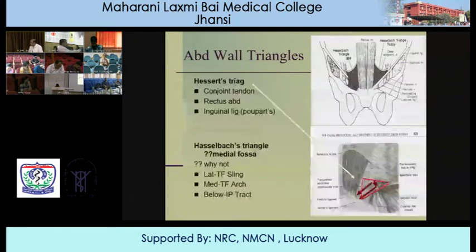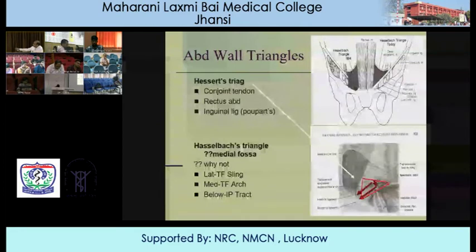Another very interesting observation. Over the period of time, the Hesselbach's triangle has been redefined. Now, when the Hesselbach's triangle was defined for the first time, see, this is the area. What is this? Inferior epigastric. What is this? The bone. And what is this? The rectus. Now, today we understand this as the Hesselbach's triangle: inguinal ligament, inferior epigastric, and the lateral wall of the rectus abdominis. That's what we know as of today.